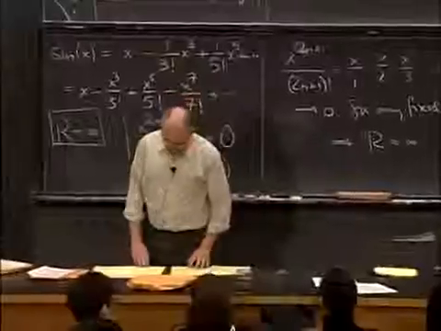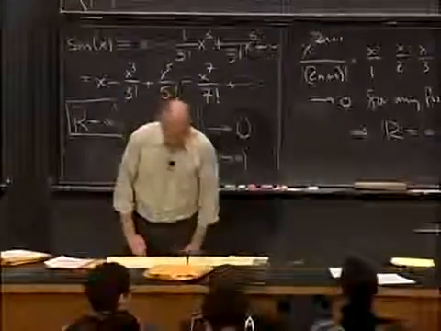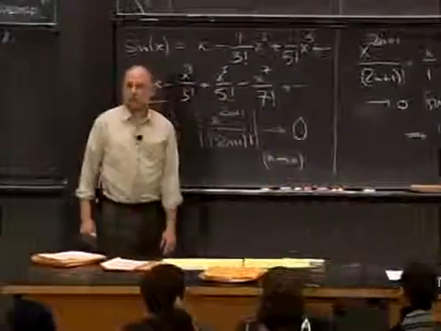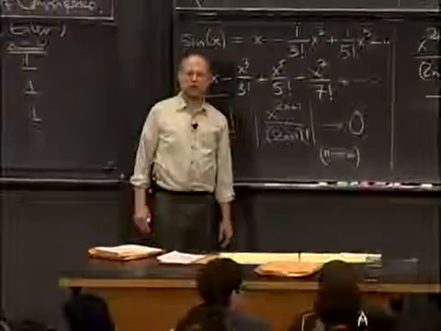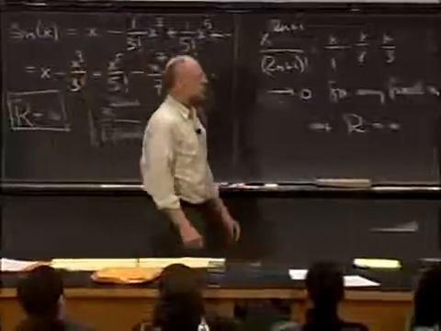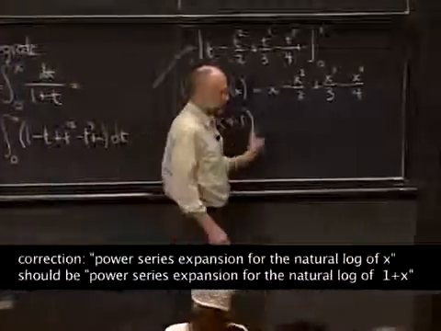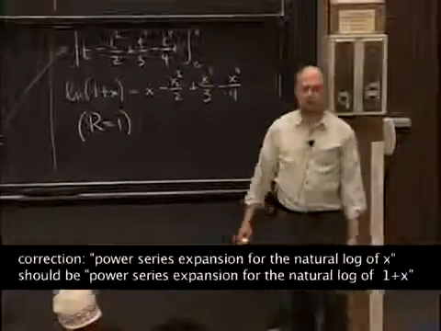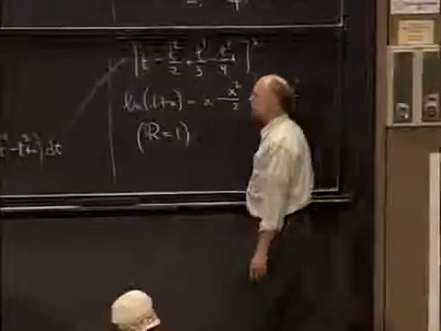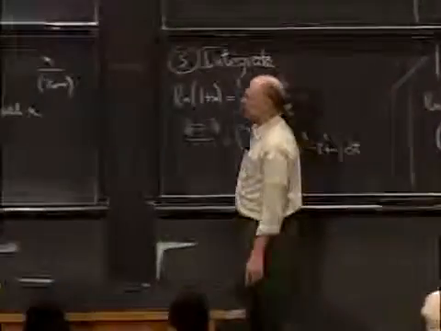Cool. So you can integrate. That is the correct power series expansion for the natural log of 1 plus x. And another victory of Euler's was to use this kind of power series expansion to calculate natural logarithms in a much more efficient way than people had done before.